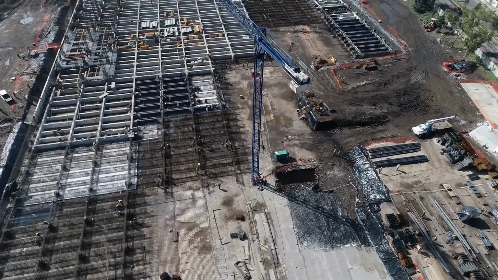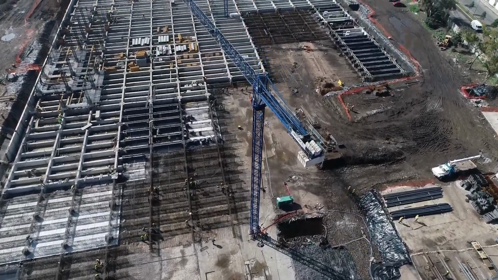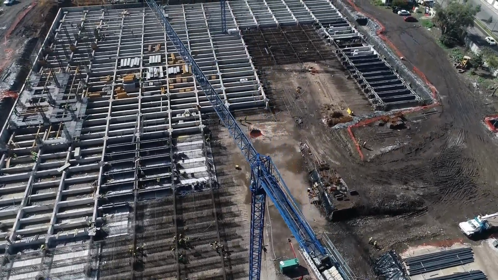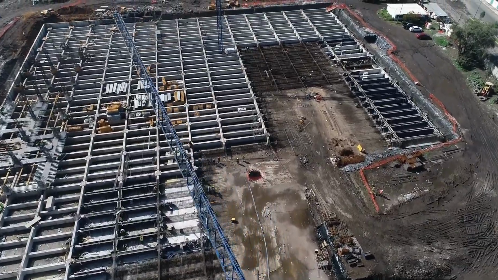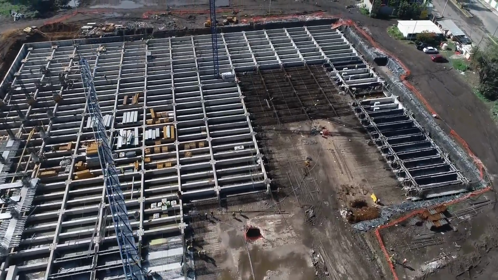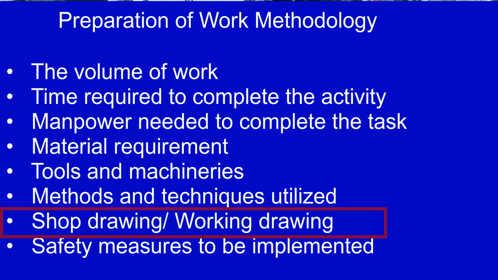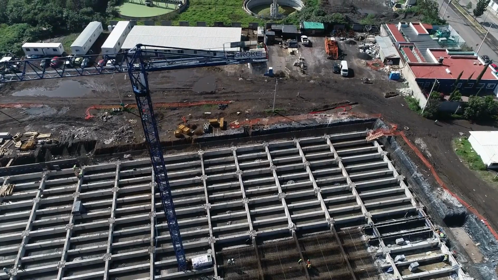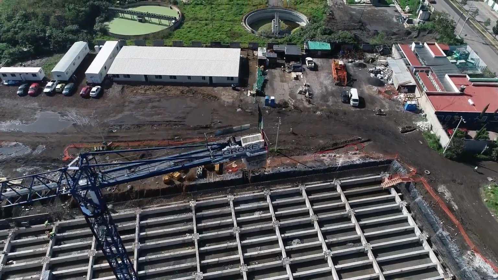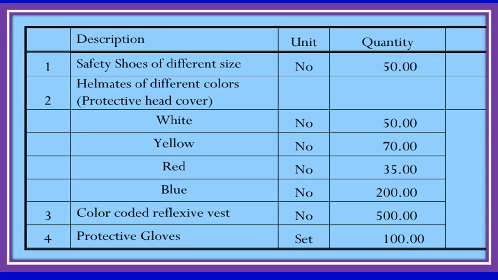Depending on the nature of the activity, you should clearly state the techniques and methods to be utilized, including manufacturer's recommendation about how to install or apply products. Shop drawing. Shop drawing is sometimes known as working drawing. This can be an AutoCAD drawing showing details about the activity, which is prepared based on the approved blueprint drawing. Finally, on your methodology, you should also state safety measures to be implemented during execution of the activity.